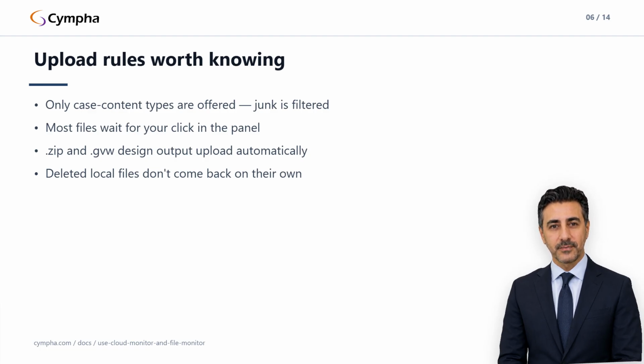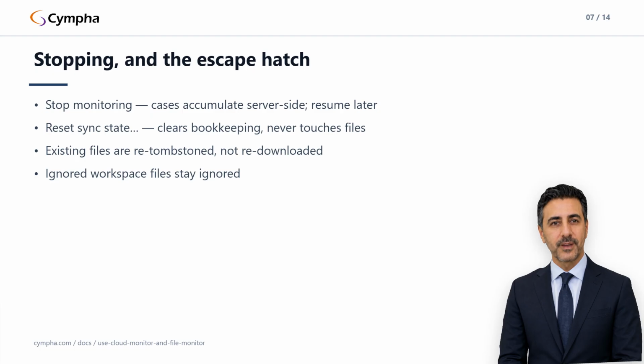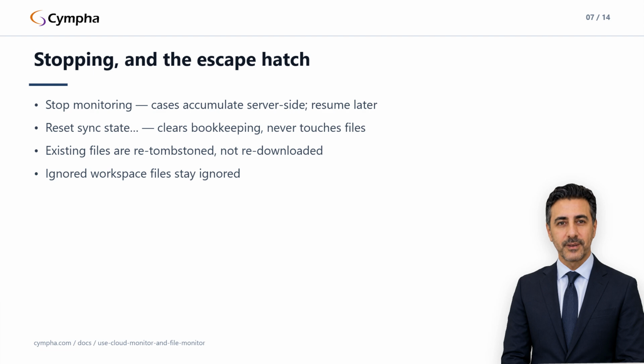Reset Sync State is the deeper tool, and its confirmed dialog says exactly what it does. It clears the agent's bookkeeping, but never touches the files on disk. Files that already exist in the workspace are re-tombstoned, recorded as handled, not re-downloaded, and ignored workspace files stay ignored. Afterwards, it reports how many case and file records it cleared. When is that useful? After a botched manual deletion has left the agent confused about what it has seen.